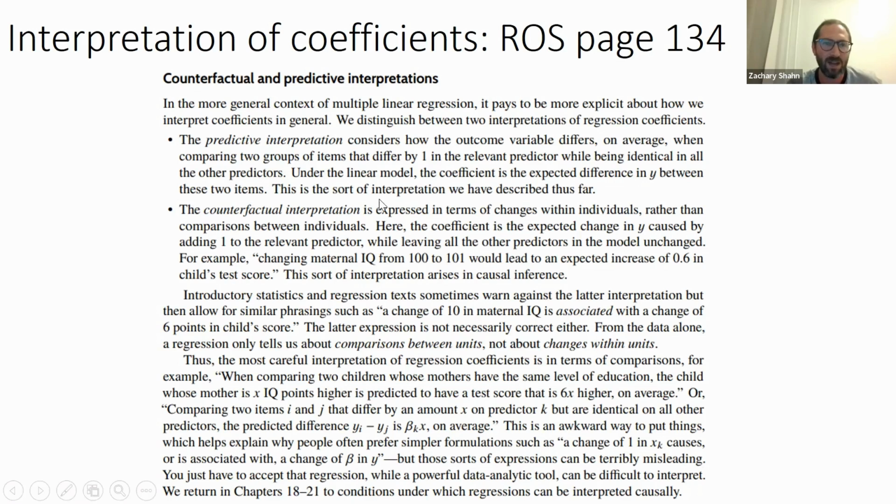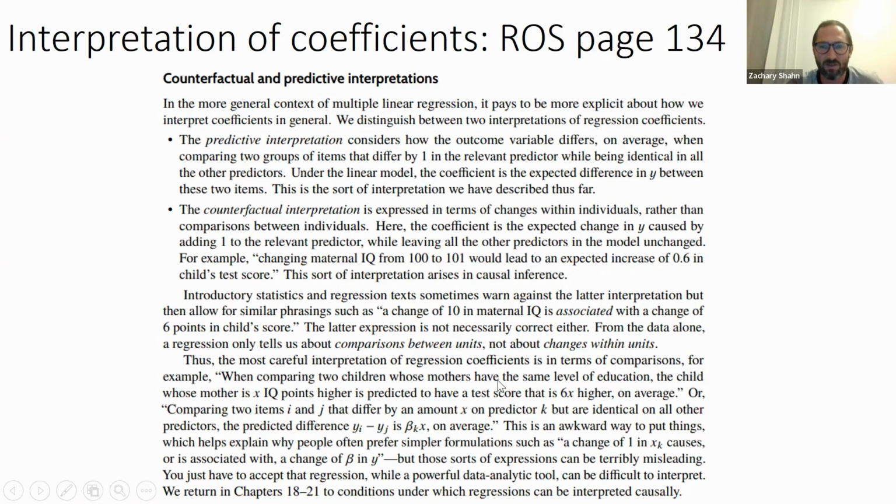Then the counterfactual interpretation is expressed in terms of changes within individuals rather than comparisons between individuals. So here, the coefficient is the expected change in y caused by adding 1 to the relevant predictor, while leaving all the other predictors in the model unchanged. And this is the type of interpretation that arises in causal inference. Okay, so we'll skip this paragraph, but typically when causal language is not warranted, the most careful interpretation of regression coefficients is in terms of comparison, so the descriptive or predictive interpretation.